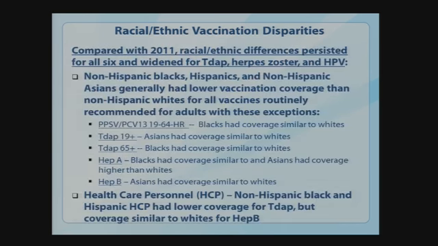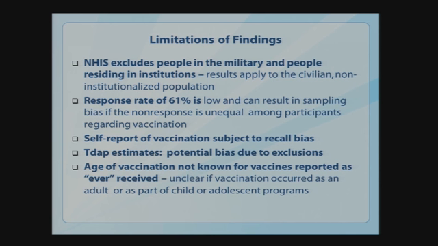So to summarize the racial and ethnic disparities shown in this report, compared with 2011, differences persisted for all 6 of the vaccines and widened for Tdap, herpes zoster, and HPV. Non-Hispanic blacks and non-Hispanic Asians generally had lower vaccination coverage than non-Hispanic whites for all of the vaccines that are routinely recommended for adults, with the exceptions listed here. Among healthcare personnel, non-Hispanic black and Hispanic healthcare personnel had lower coverage for Tdap, but similar coverage to whites for Hep B. The report had several limitations.